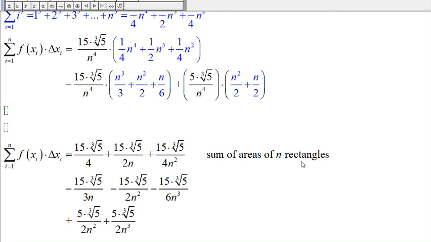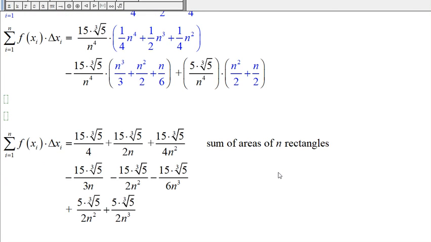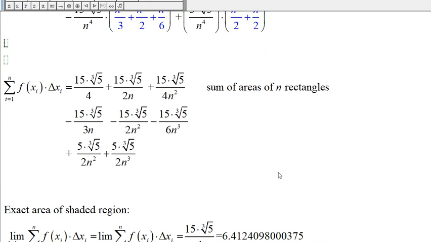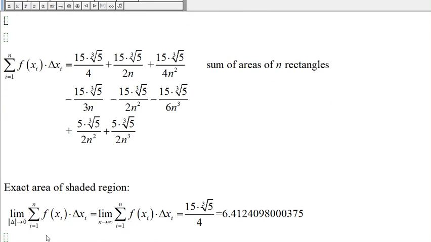But since we want exact area, then we need to allow n to run to infinity. And to make n go to infinity, we need to allow the norm, or the largest width, to approach 0. And so if we allow the norm, or the largest width, of the partition to approach 0, then that will force n, the number of rectangles, to go to infinity. And that's how we get the exact area.